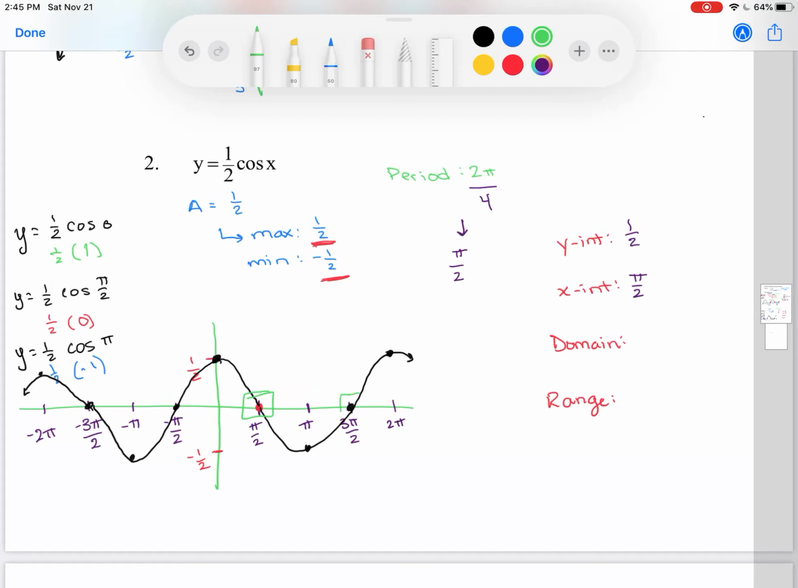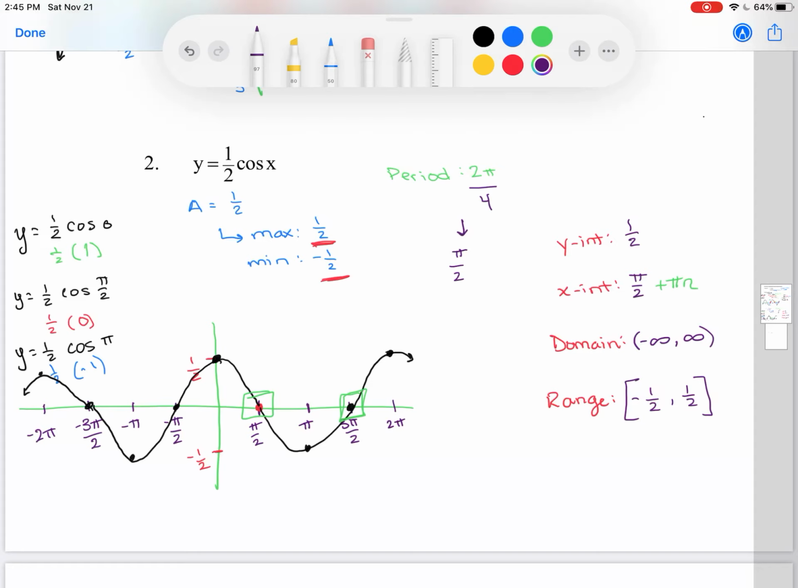Y-intercept, well, the point in which you cross the y-axis is going to be at 1/2. Your x-intercept, well, the first time you crossed the x-axis was at pi over 2. And then from there, you went from pi over 2 to 3 pi over 2. So when you think about how much you added, a full pi, and that pattern will continue n more times. So pi over 2 plus pi n.